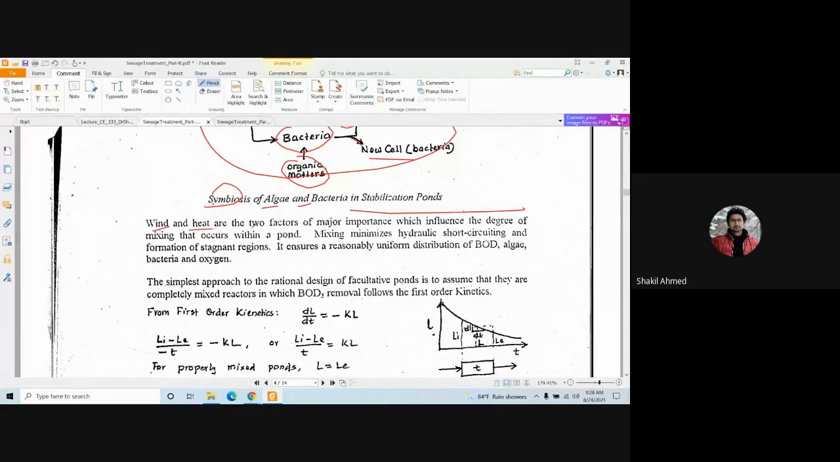Wind and heat are the two factors of major importance which influence the degree of mixing that occurs within a pond. Mixing minimizes hydraulic short circuiting and the formation of stagnant regions. It ensures a reasonably uniform distribution of BOD, algae, bacteria, and oxygen.